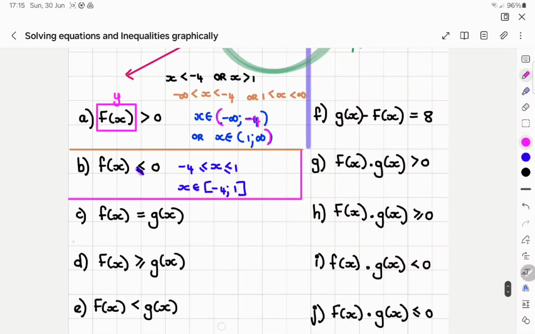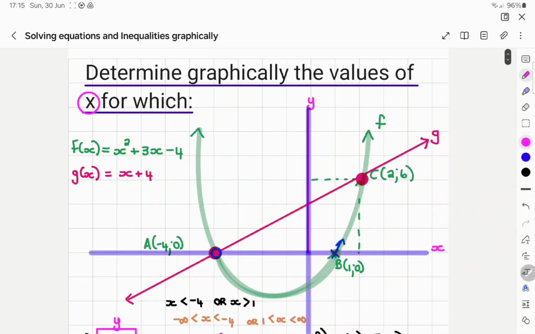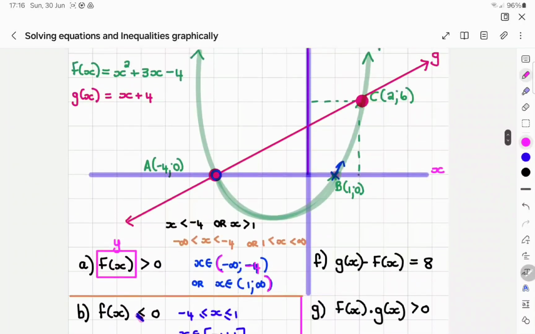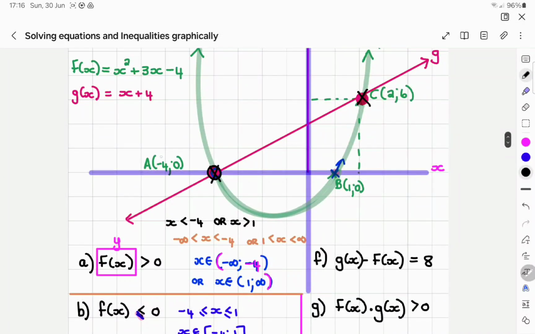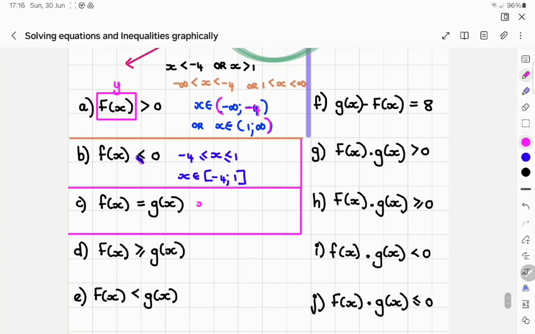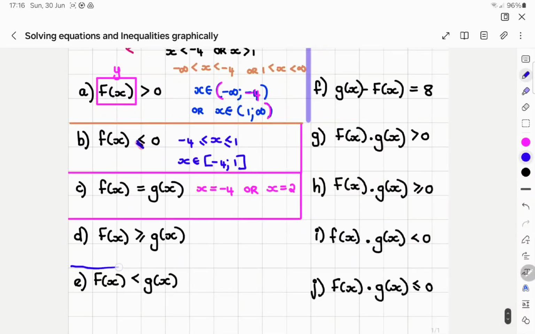Where is f of x equal to g of x? So where are the two graphs exactly the same? So remember from the beginning, for which values of x is f of x equal to g of x? And you've guessed it. Yes, it's these two parts where they cross each other, where their paths intersect. And what is the x value over here? Negative 4. And what is the x value over there? It's 2. So it's where x is negative 4 or x is equal to 2. Excellent.